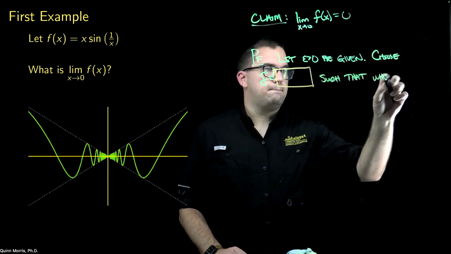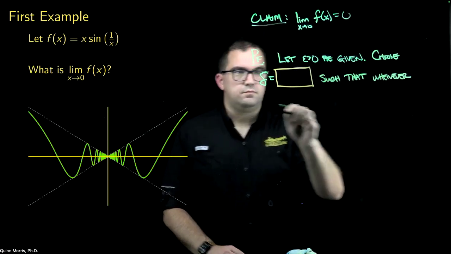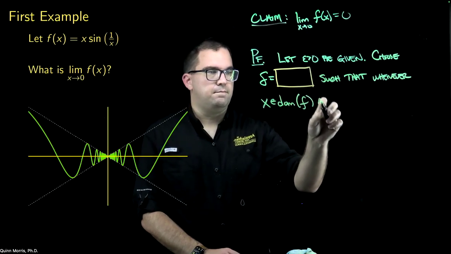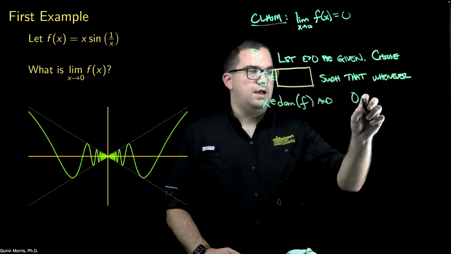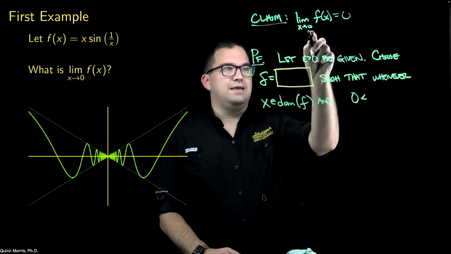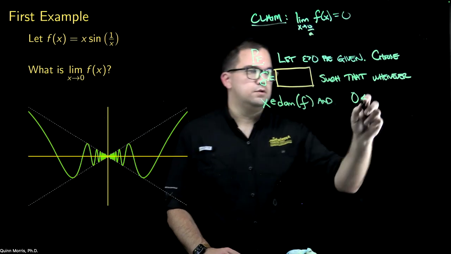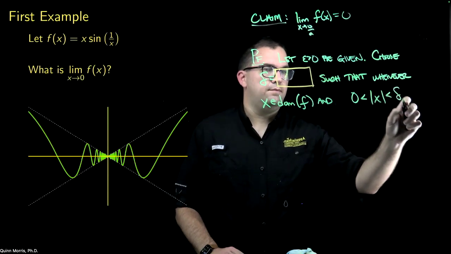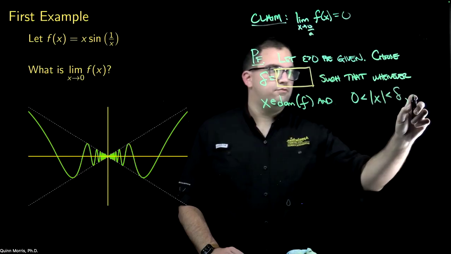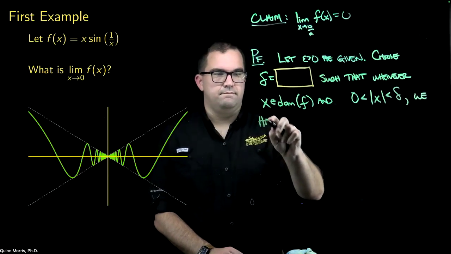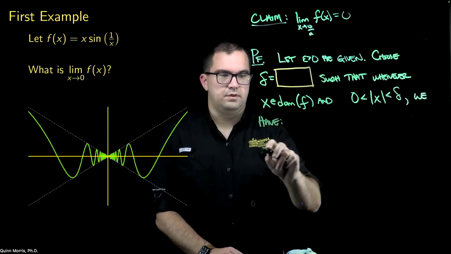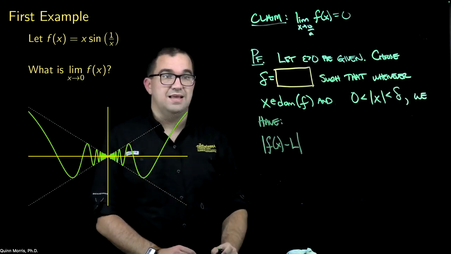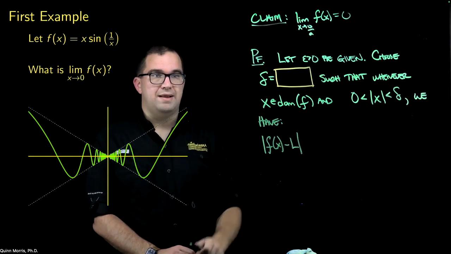So choose delta equal to something such that whenever x is in the domain of f and absolute value of x minus a, well, my a in this case is just 0, right? So whenever absolute value of x minus 0 is between 0 and delta, we have, all right, now I need to look at this absolute value of f of x minus L. I want to show that I can make this less than epsilon. This is where I'm going to need to choose what my delta is.